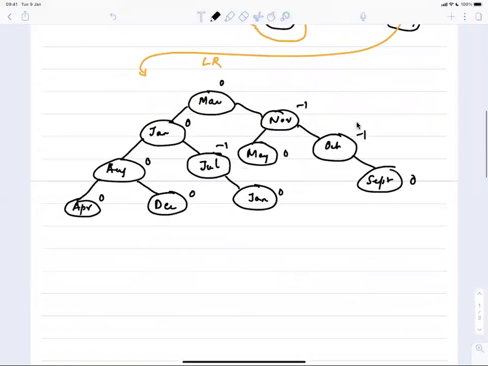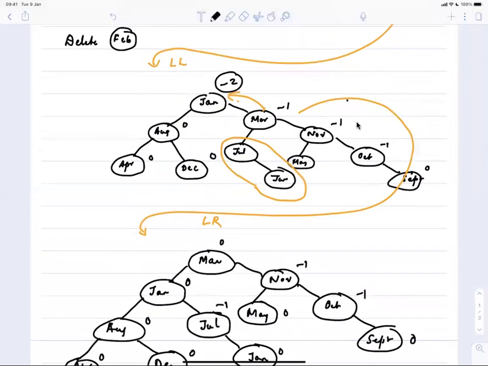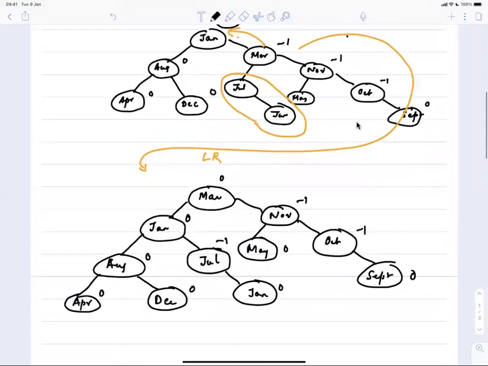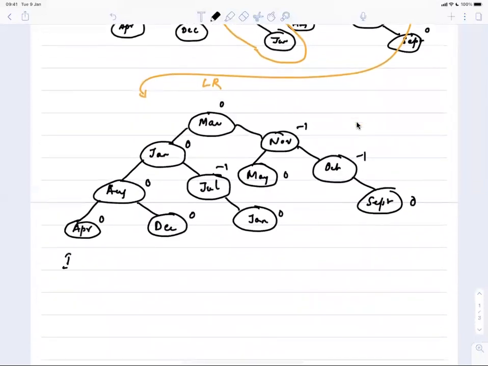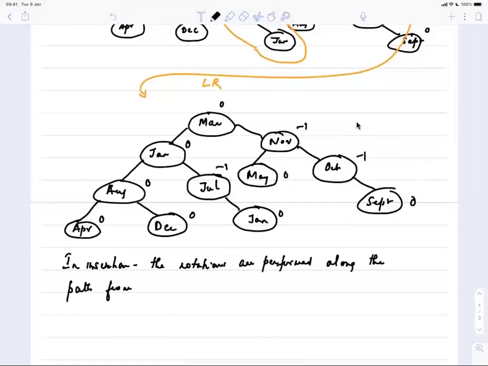So deletion. But all that you need to realize is in insertion, what we did was the rotations are performed along the path from inserted node to root. Okay.